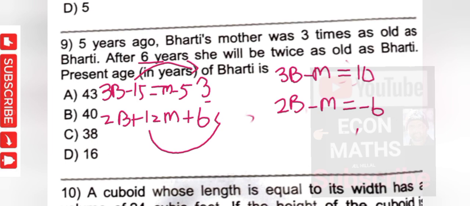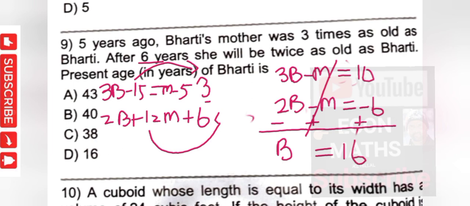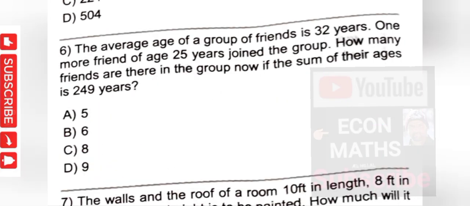So solving these two equations, we can subtract these two equations. So plus m and minus m get cancelled. 3b minus 2b is equal to b, and 10 plus 6 is equal to 16. So the present age of Bharti is equal to 16. So the correct option would be this D option.